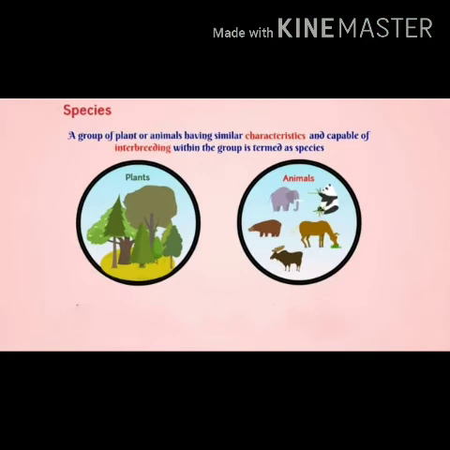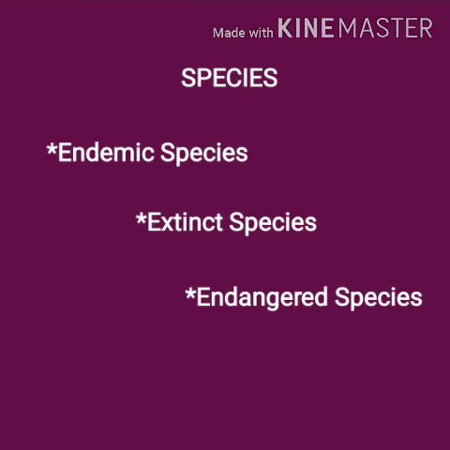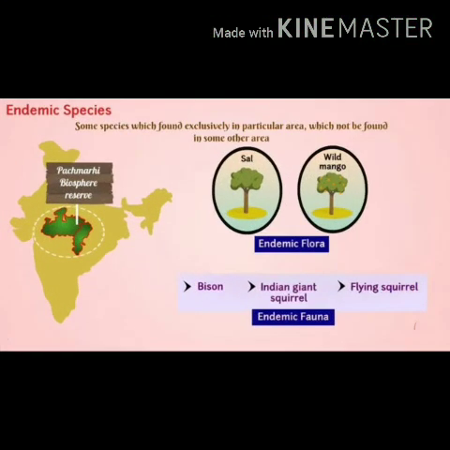Next, we will learn about species. Now, what do you mean by species? A group of plants and animals having similar characteristics and capable of interbreeding within the group is termed as a species. Now you will find that this species we are going to study under three headings: endemic species, endangered species, and extinct species. Let's see what kind of species we call as endemic species.